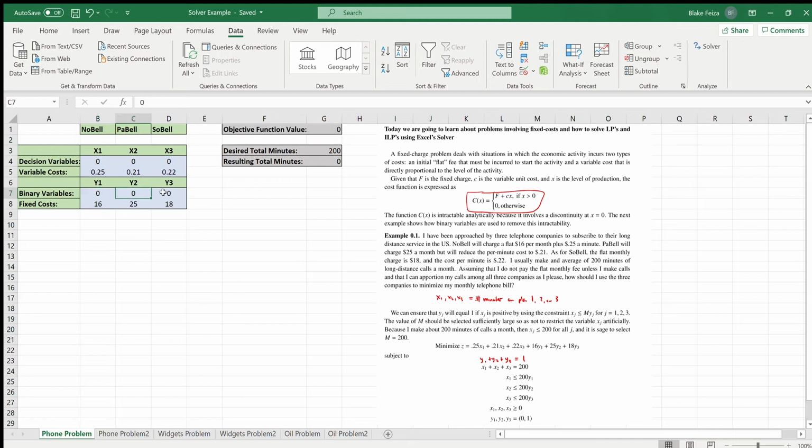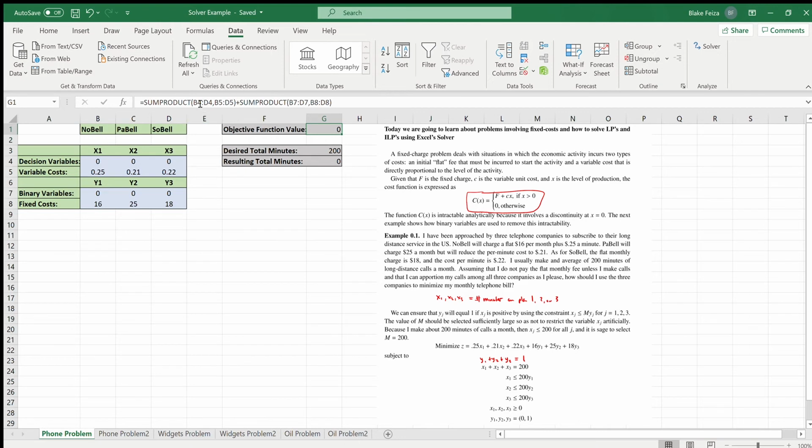Again, we put these zeros in here for Excel to play with, and then we have our fixed costs of $16 per month, $25, and $18 per month. So up here is our first equation, which is going to be utilizing the SUMPRODUCT function. With this, B4 through D4 are our 3 zeros up top here, and B5 through D5 is each of the cost per minute quantities.